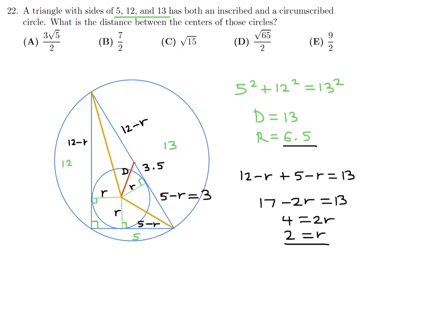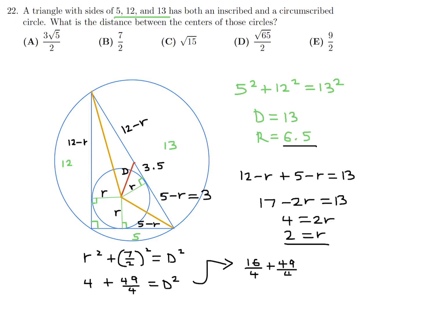All right, I think that's it. I think I can solve this without too much space. I can just use Pythagoras on that little triangle right there. So what do I have? I've got r squared plus 3.5, which is 7 over 2, squared, is equal to d squared. r is 2, so I've got 2 squared, which is 4, plus 49 over 4 is equal to d squared. Correct? And then this gives me 16 over 4 plus 49 over 4 is equal to d squared, and that's basically 65 over 4. Therefore if you take the square root of both sides, you'll get root 65 over 2 is equal to d. And therefore, the answer is D.